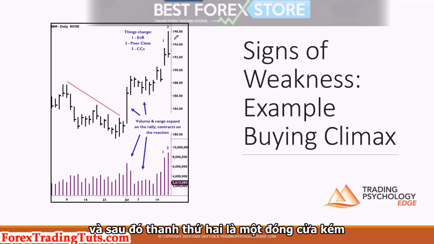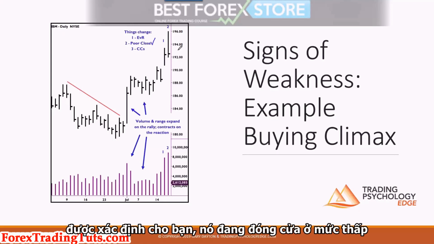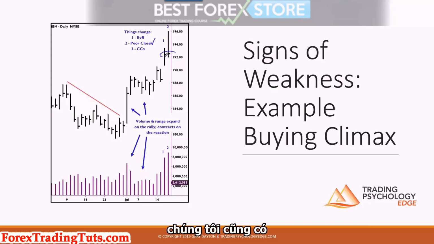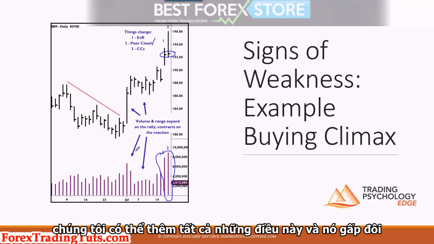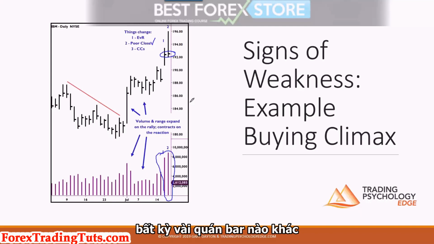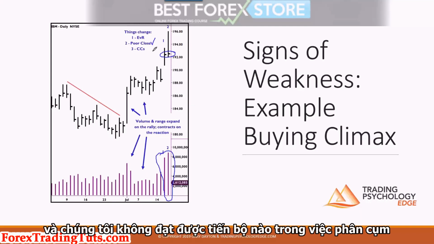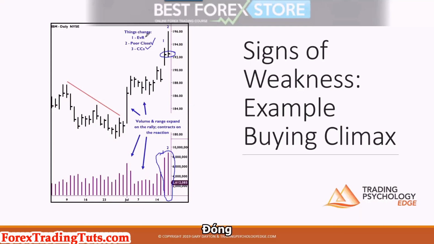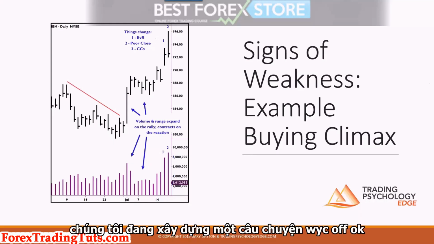And then the second bar is a poor close, defined for you. It's closing on the lows. We also have clustering of closes for 2 whole days on all of this volume. We could add all this, and it's twice the volume we've seen on any other bar or any other couple of bars. And we made no progress. Clustering of closes. So effort versus result, poor close, and clustering of closes. We're building a Wyckoff story, okay?